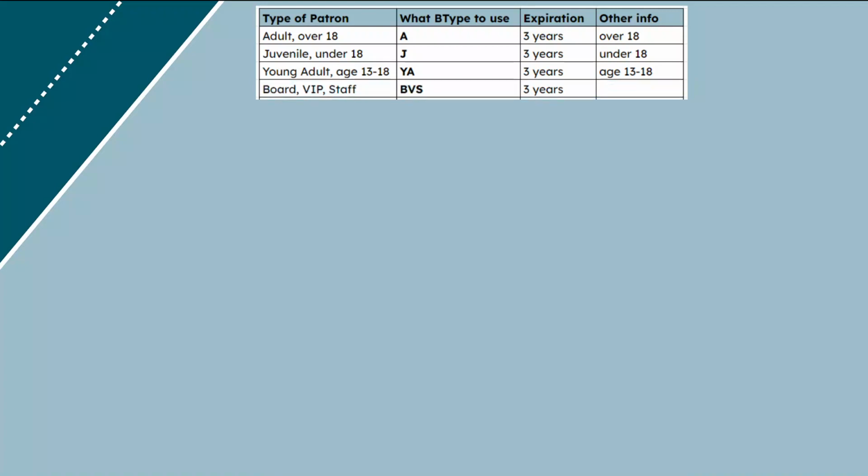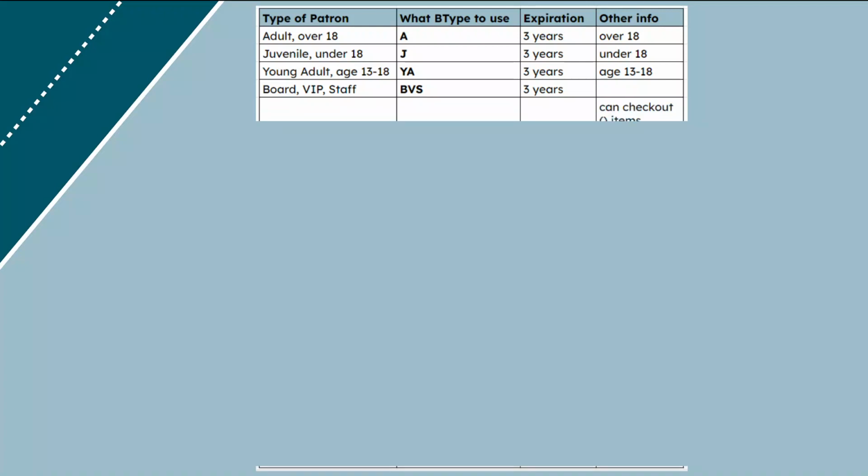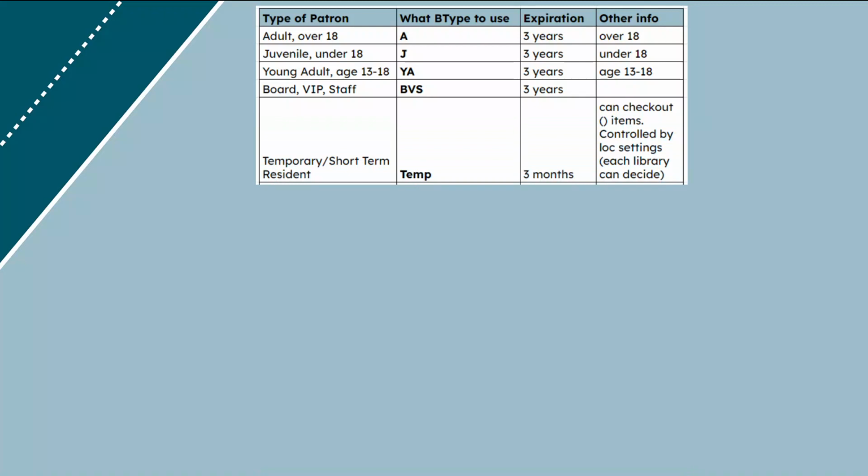The BVS type is suggested for library staff, VIP, or board members that the library's policy allows for patrons that have special dispensation, like no fines or no limits on checkouts. These records also expire in 3 years. For temporary or short-term patrons, the B-type temp is used. This B-type expires in 3 months instead of 3 years. It is for temporary patrons, after all.